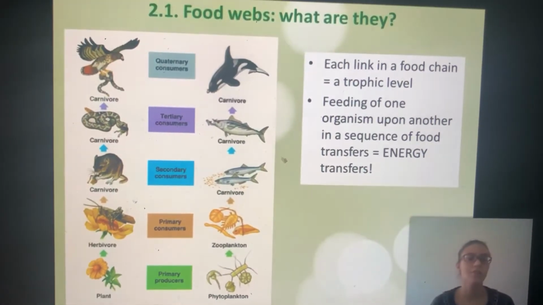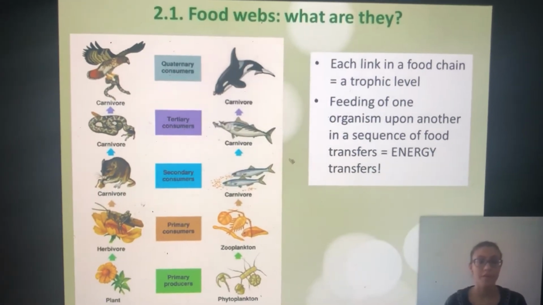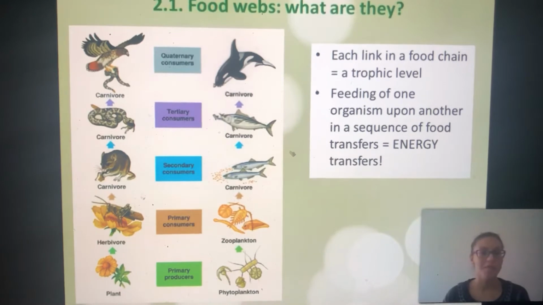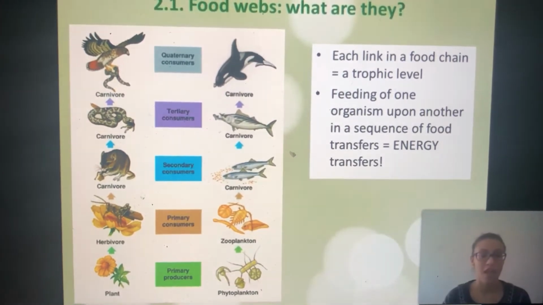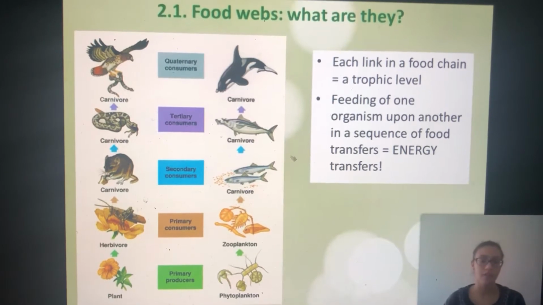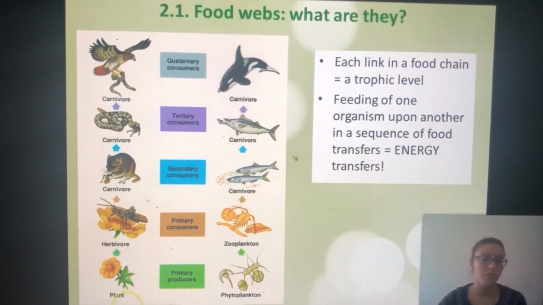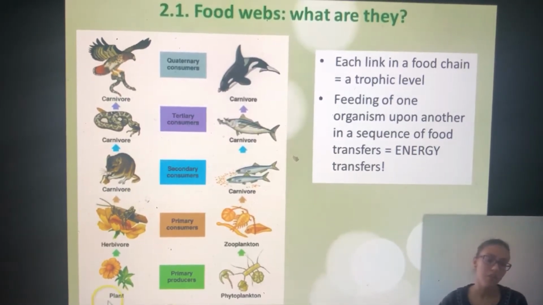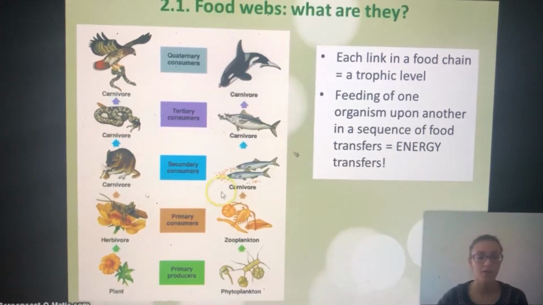Move on to the concept of food webs. What are they? Before we have a web, it's important to notice that we have a food chain. And each link in a food chain is known as a trophic level. Here are two examples. We have a terrestrial example of a food chain and an aquatic example.